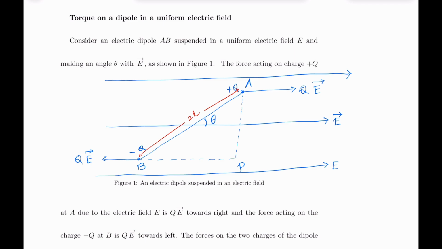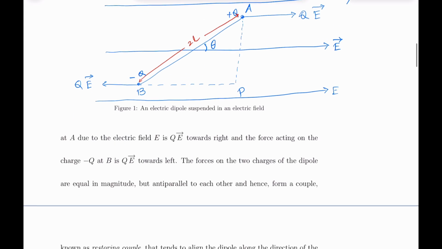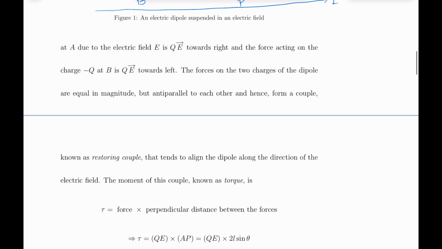The perpendicular distance between these two forces is AP, and from this triangle ABP it is easy to see that AP is equal to 2L sin theta. So these two forces form a couple which has a tendency to align the dipole in the direction of the electric field. The moment of this couple is known as torque.